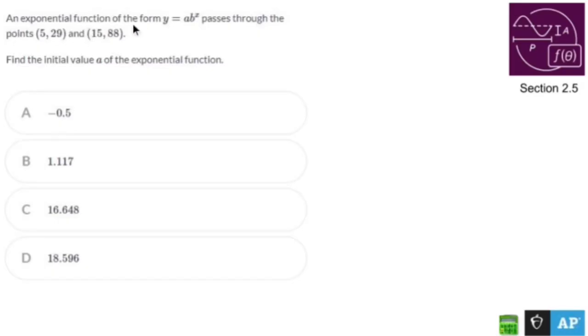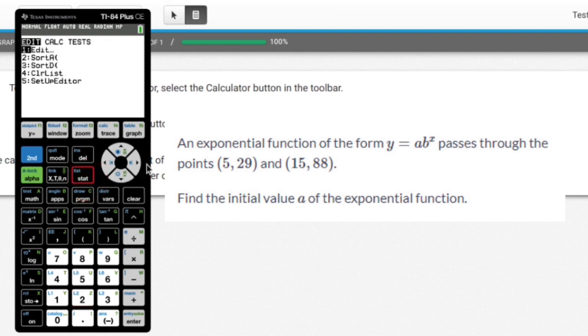An exponential function of the form y equals a times b to the x passes through the points (5, 29) and (15, 88). Find the initial value a of the exponential function. So I'm just going to run to my calculator and do exponential regression using these two guys as my two data points. So this one is just a good old-fashioned exponential regression problem.